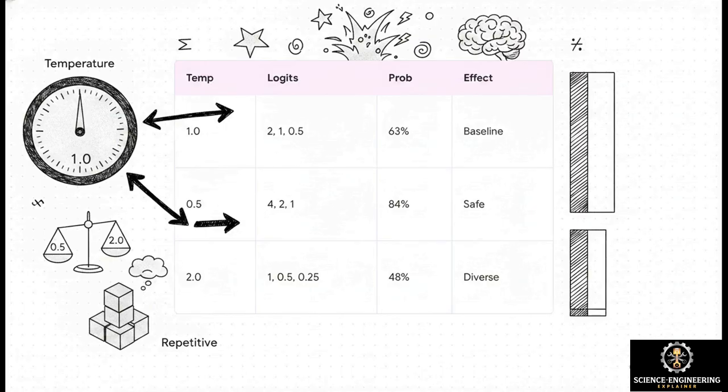At a baseline temperature of 1.0, the leading word might have a 63% chance of being picked. If you drop that temperature down to 0.5, the math dynamically alters, making that leading word a massive 84% favorite, which gives you very safe but highly repetitive text. But if you crank the temperature all the way up to 2.0, the probabilities flatten right out. The leading word drops to a 48% chance, giving you highly diverse, sometimes risky, but incredibly creative outputs.